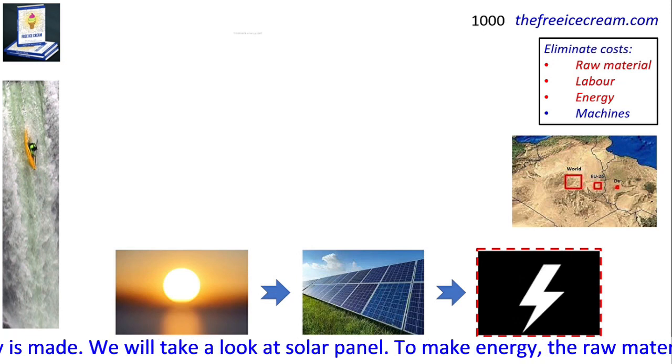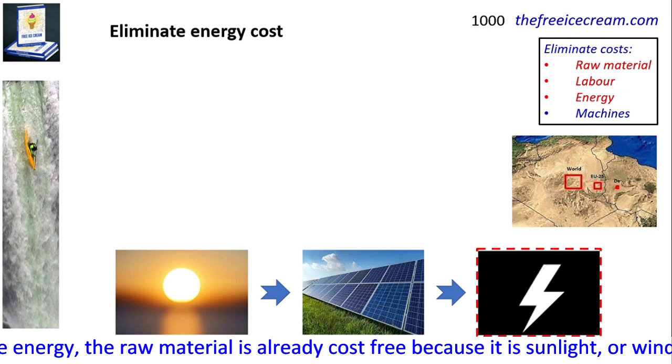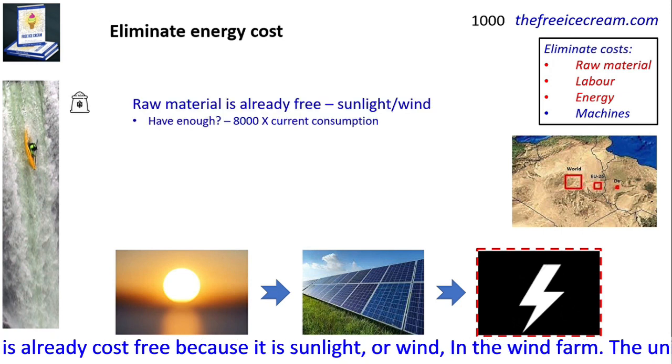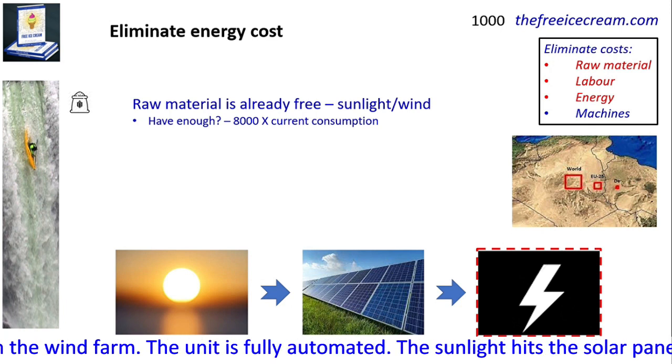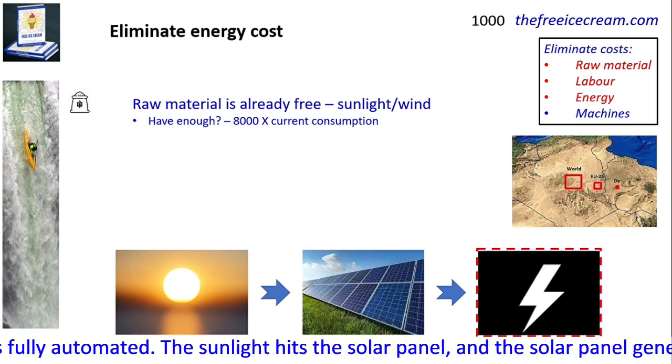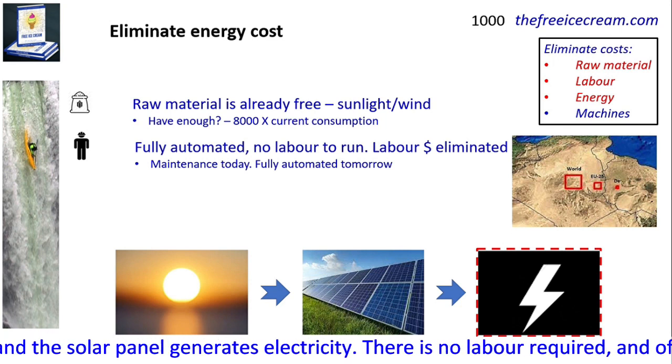The third cost element obviously is the cost of energy. So let's look at how energy is made. We will take a look at solar panel. To make energy, the raw material is already cost free because it's sunlight or wind in a wind farm. The unit is fully automated.